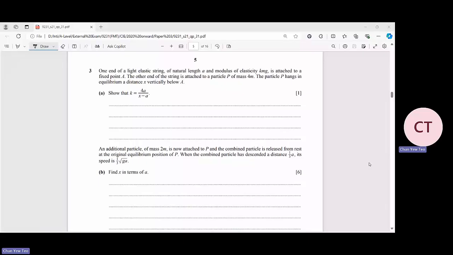Now we take a look at question number 3. One end of a light elastic string of natural length a and modulus of elasticity kmg is attached to a fixed point A. The other end of the string is attached to a particle P of mass 4m. The particle P hangs in equilibrium a distance x vertically below A. Show that k is equal to 4a over (x minus a).